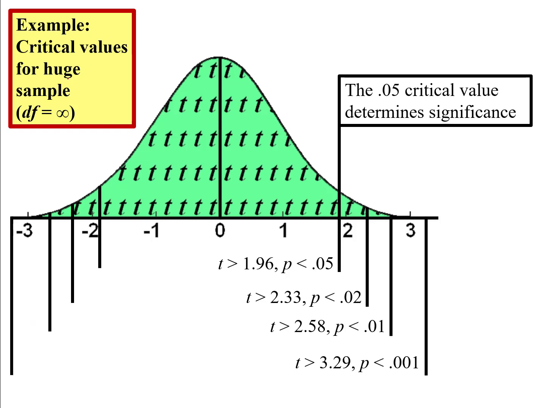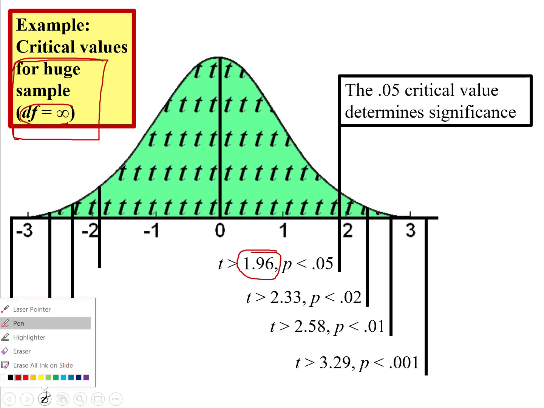For example, if we had a very large sample, or degrees of freedom nearing infinity, and looked up the critical value for our large sample, we would find that the critical value is 1.96. And so that means that with this sample size, a t-value higher than 1.96 will be significant, and a t-value lower than 1.96 will be non-significant.